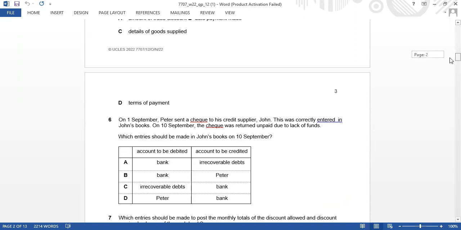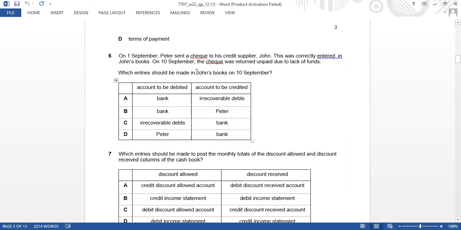Sixth question is, on 1st September, Peter sent a check to his credit supplier. Peter is a customer that has sent a check to John, a supplier. This was correctly entered in John's book. On 10 September, the check was returned unpaid due to lack of funds. That means what adjustment?